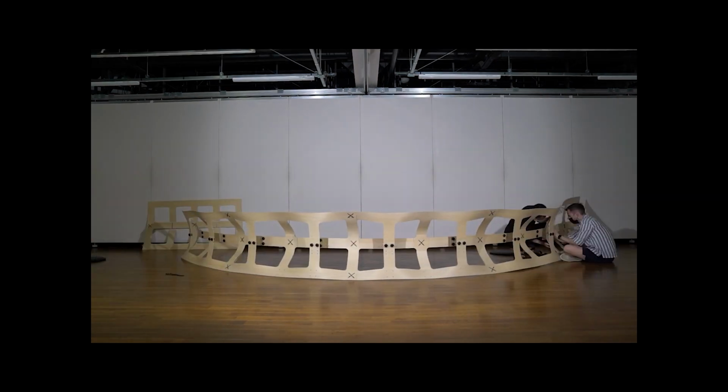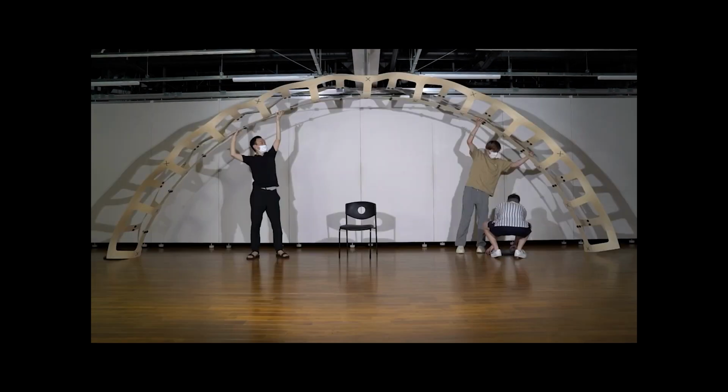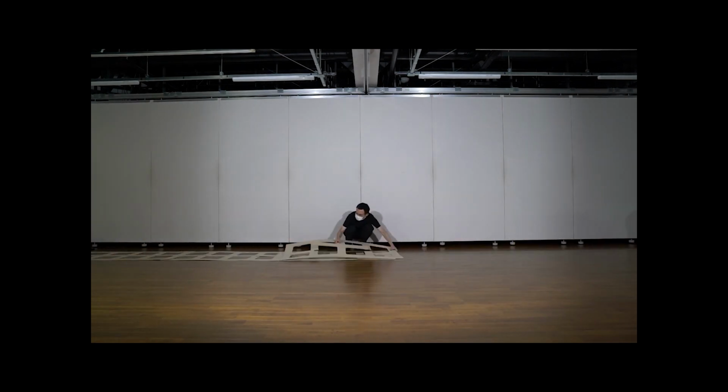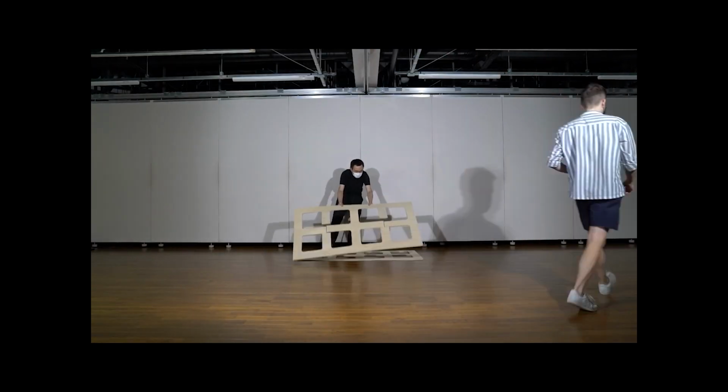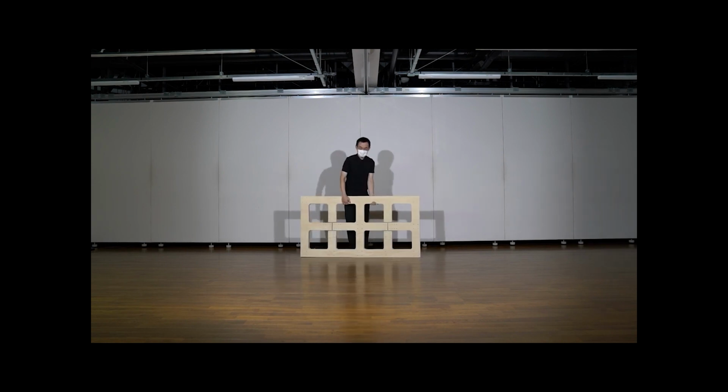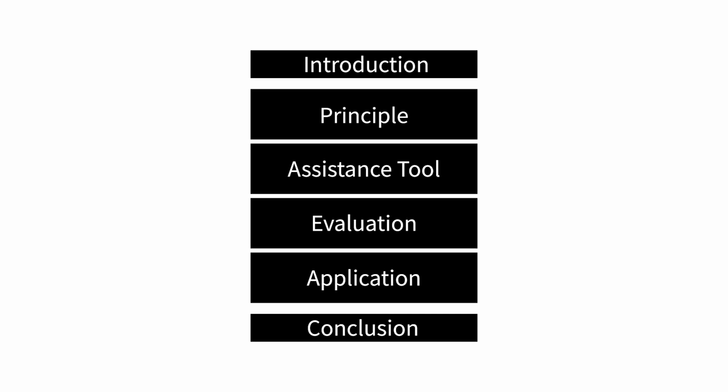Constructed TensionFab structures are characterized by easy achievability of target surfaces, substantial structural strength, shape changeability, time and material savings, and easy storage and transportation. This presentation consists of these 6 parts.